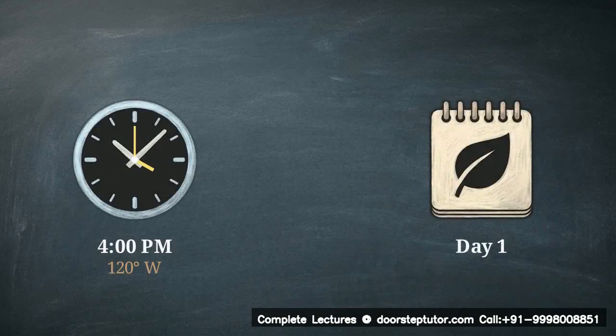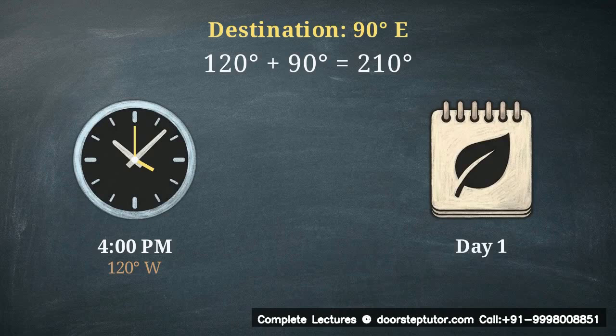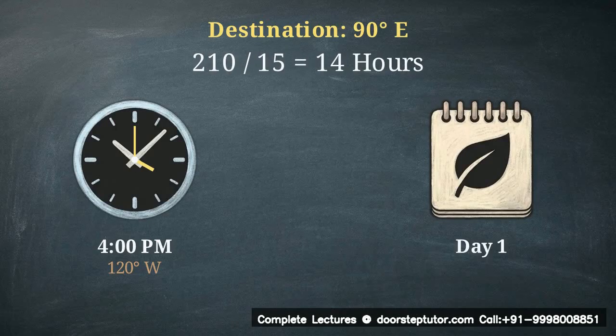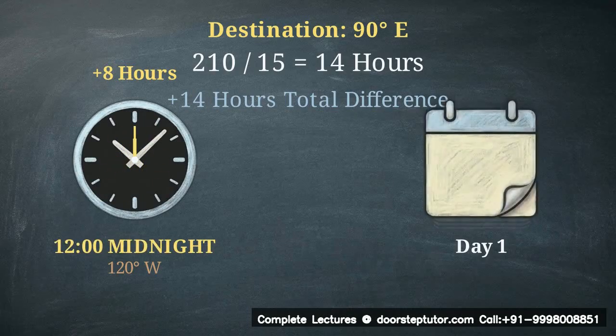If it is 4 p.m. at 120 degrees west, we can determine the time at 90 degrees east by tracking both the hour and the date. First, we find the gap. Since we are crossing 0, we add 120 and 90 to get 210 degrees. Dividing that by 15 results in a 14-hour time difference. Now apply the eastward increase. Adding 14 hours to 4 p.m.